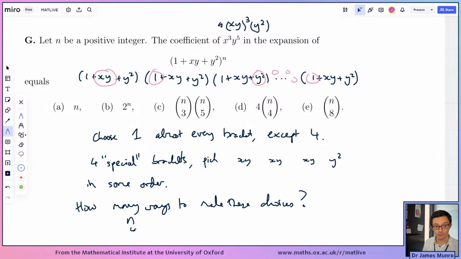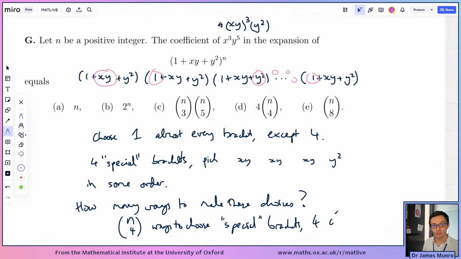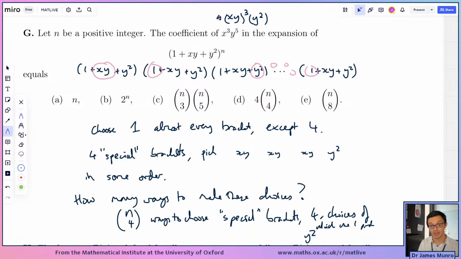Well, there's n choose 4 ways to choose your special brackets. And then 4 choices of the order in which these things appear as you're picking them from the brackets. Which one do I pick y squared from? So one of those is extra special. I will pick not the 1 and not the xy. I will pick the y squared. So that gives me an extra factor of 4. That's why it's 4 times n choose 4.